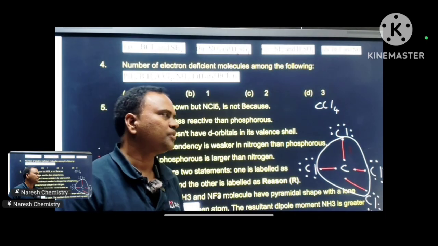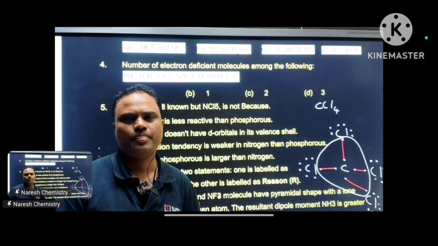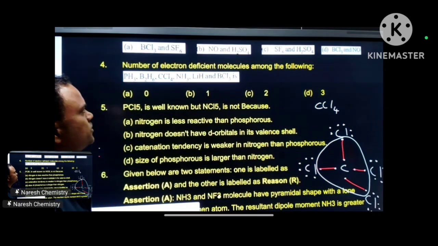This is JEE Mains now. Some molecules are difficult; just ignore them and let us move on. So CCl4 also has an octet.